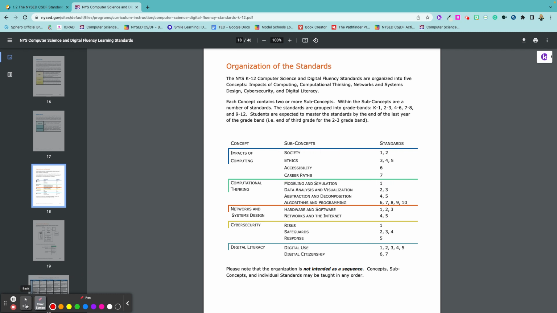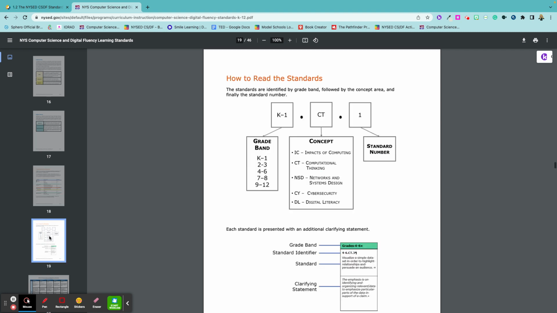Now, after this video, we are going to be going to the grade band document for 4 through 6, but I want to make sure that you have the information that's on this document as well. So to read the standards, you're going to see the standard identifier in the first area. We're going to focus on 4 through 6. In the center, you're going to see the concept area. This video is going to focus on impacts of computing, and then you're going to see the standard number.